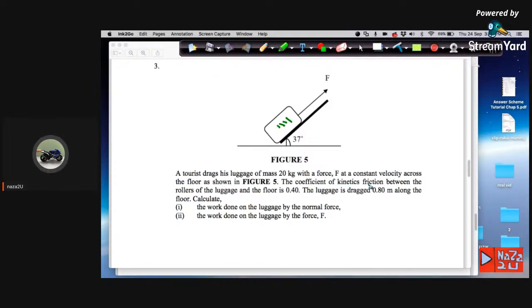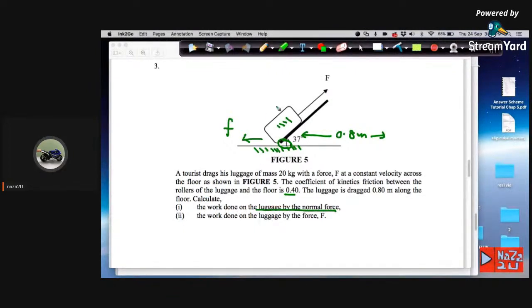The coefficient of kinetic friction between the roller and luggage, kinetic friction di antara roller ataupun bag ini dengan permukaan ni, meaning here dia ada geseran, so because force ke sana, friction akan tarik ke sana lah. 0.4 dia punya coefficient. Luggage dragged sejauh 0.8 meter along the floor. Calculate the work done on the luggage by the normal force.